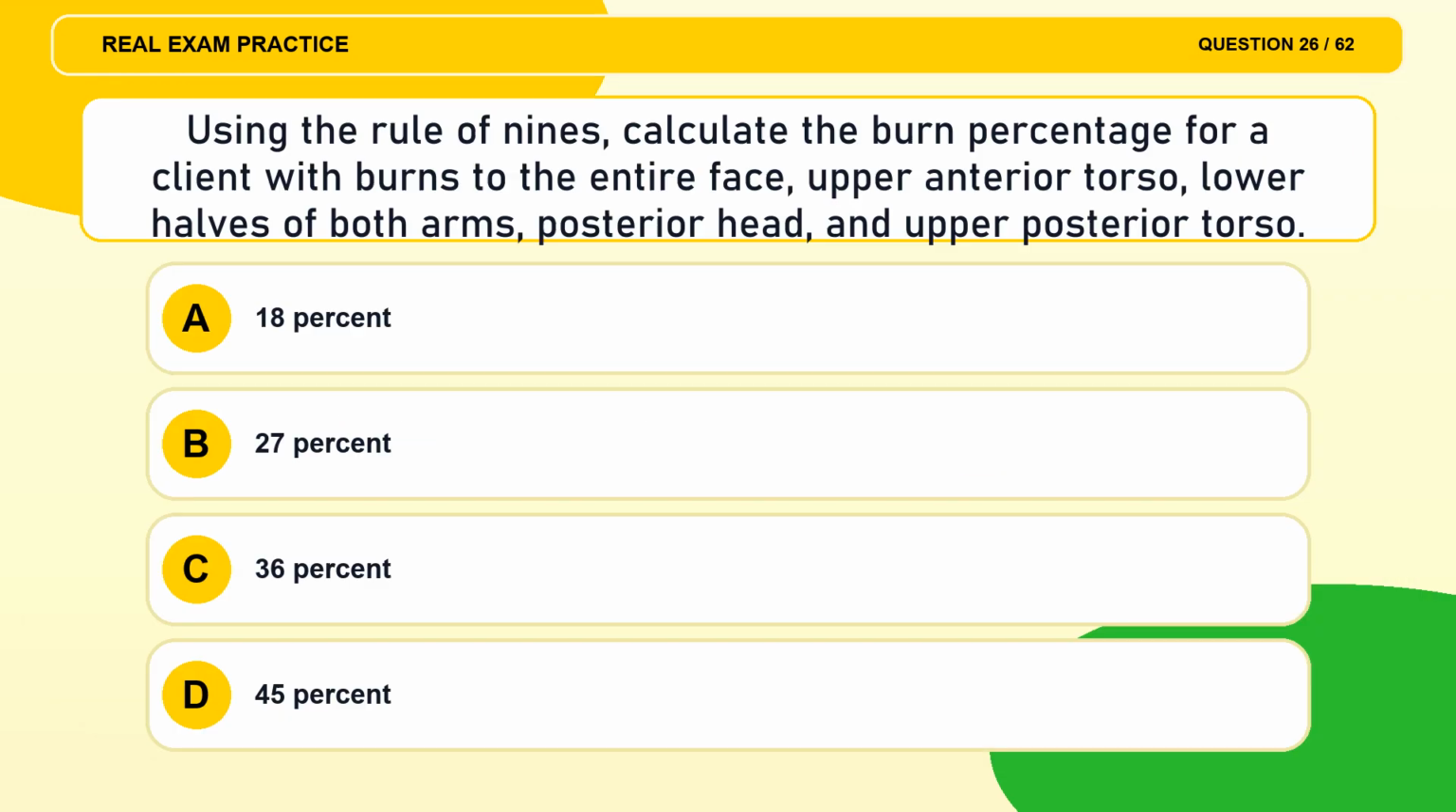Question 26. Using the rule of nines, calculate the burn percentage for a client with burns to the entire face, upper anterior torso, lower halves of both arms, posterior head, and upper posterior torso.